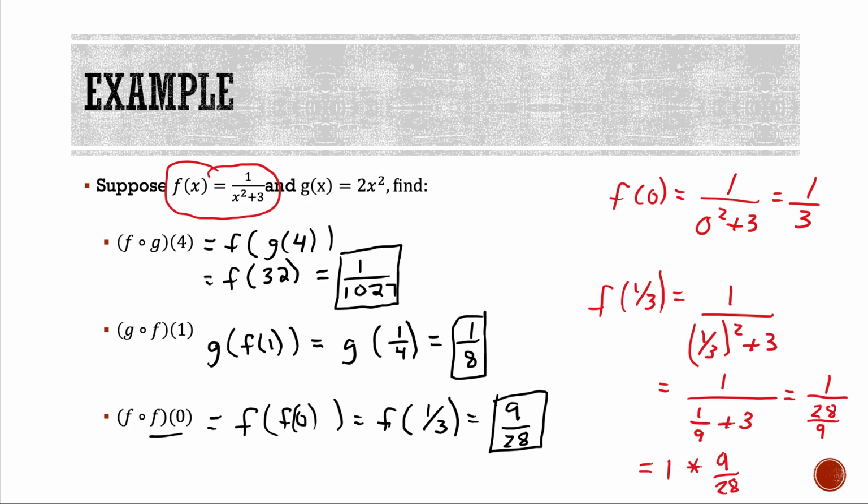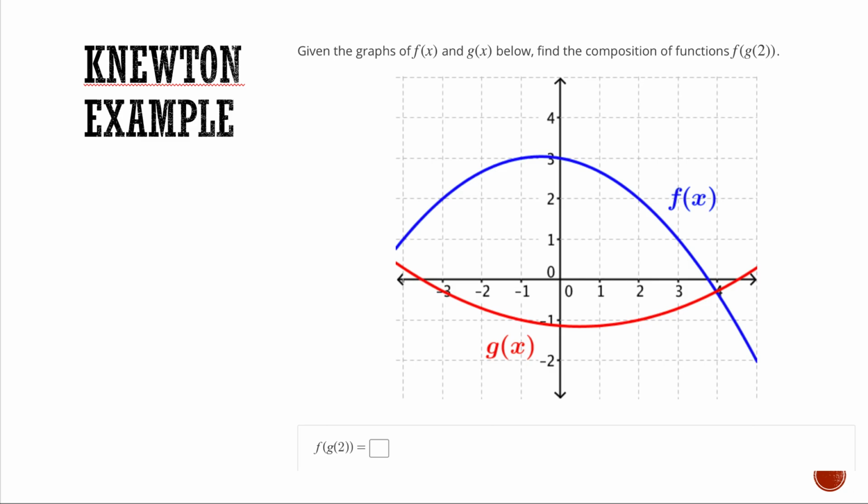Okay, so I want to show you one other example, and this is straight from Newton. So you might see something like this as you're working your Newton homework, but I wanted to walk you through this example. So they're giving you the graph of a function f and a function g. The function f is in blue, the function g is in red, and they want you to find f of g of 2. And so they've been kind of nice in that they've already written it out with the definition.